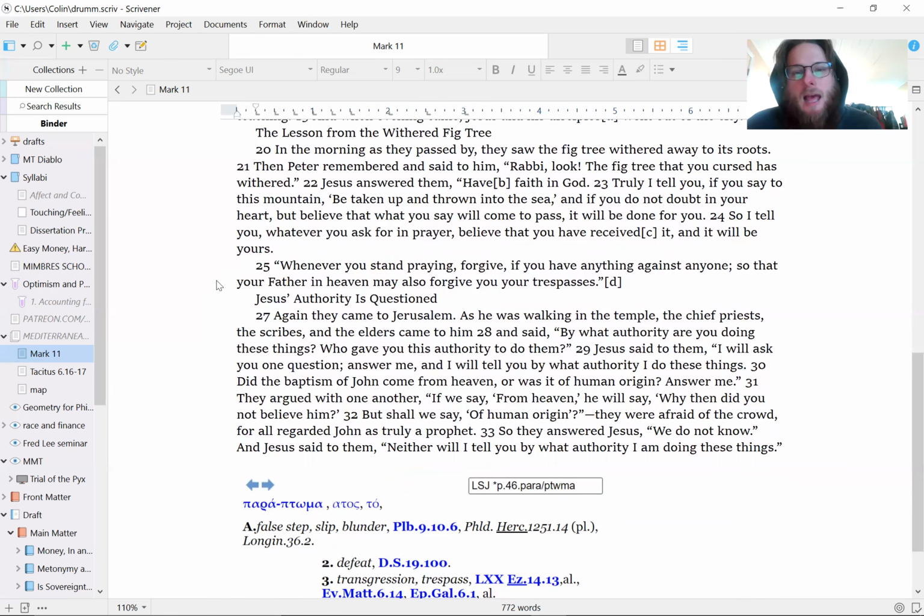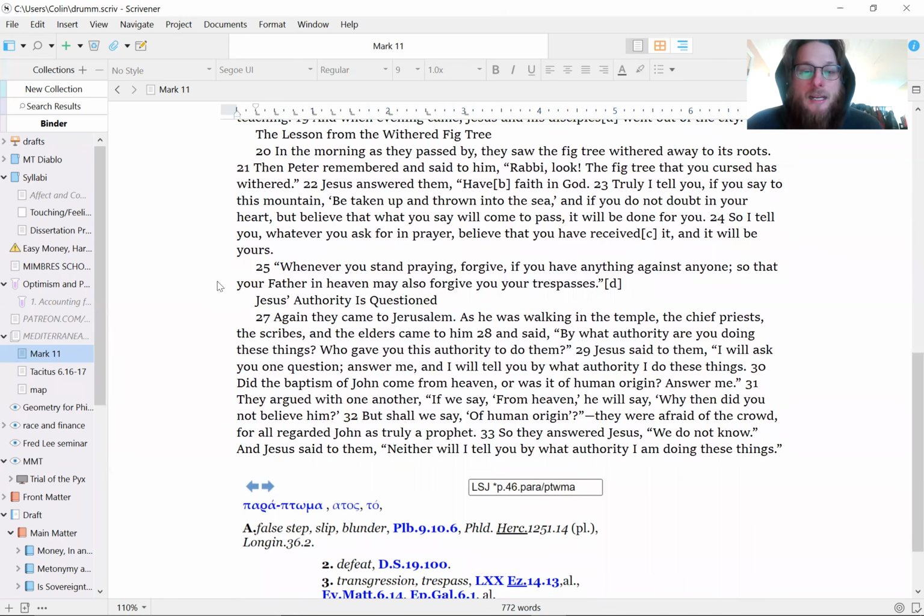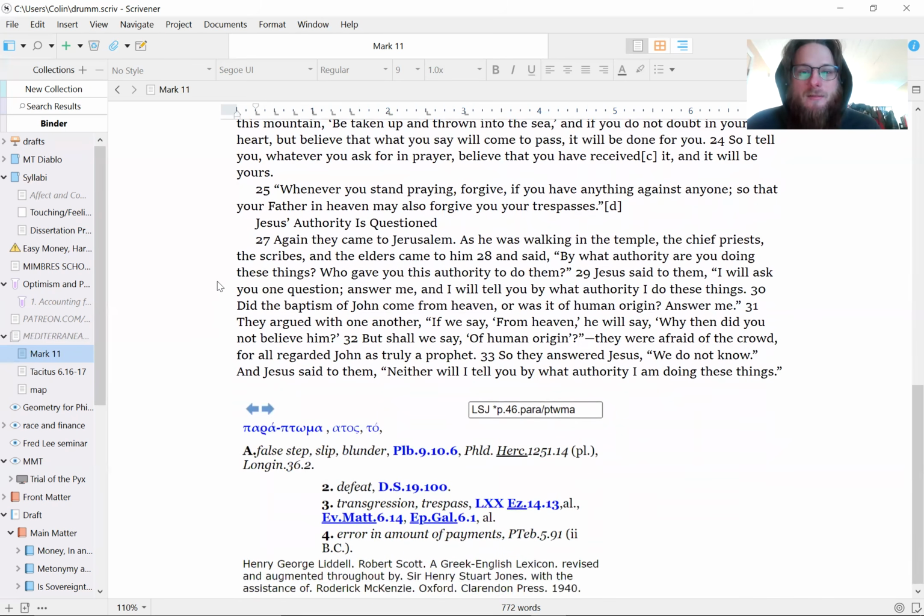Jesus answered them, "Have faith in God. Truly, I tell you, if you say to this mountain, 'Be taken up and thrown into the sea,' and if you do not doubt in your heart, but believe what you say will come to pass, it will be done for you. So I tell you, whatever you ask for in prayer, believe that you have received it, and it will be yours. Whenever you stand praying, forgive if you have anything against anyone, so that your Father in heaven may also forgive your trespasses." Okay, now the end. So they returned to Jerusalem.